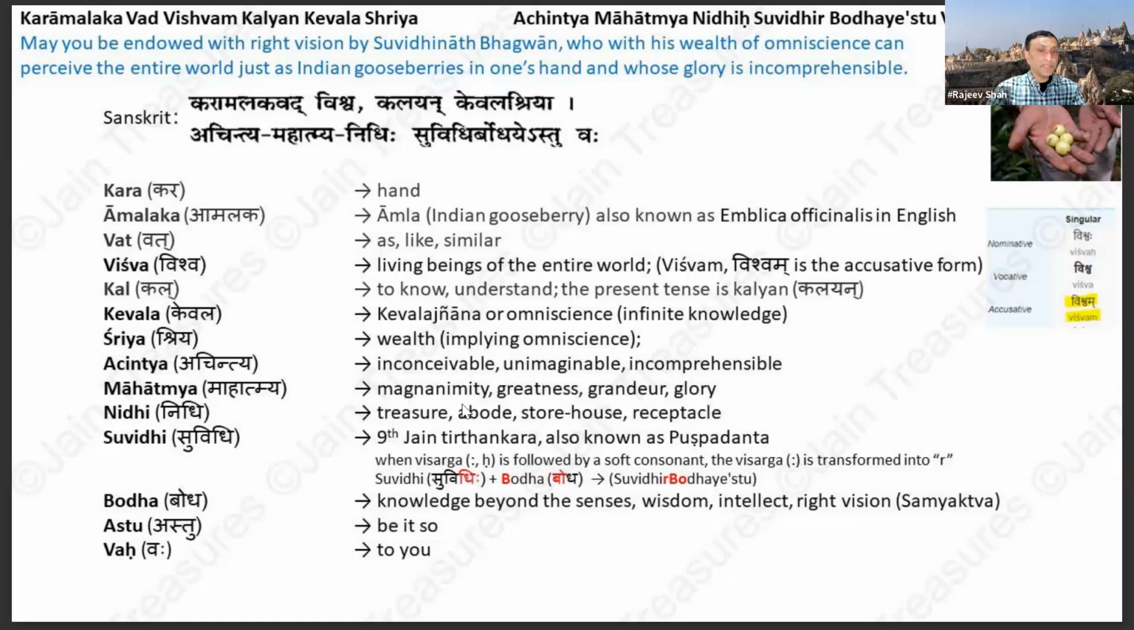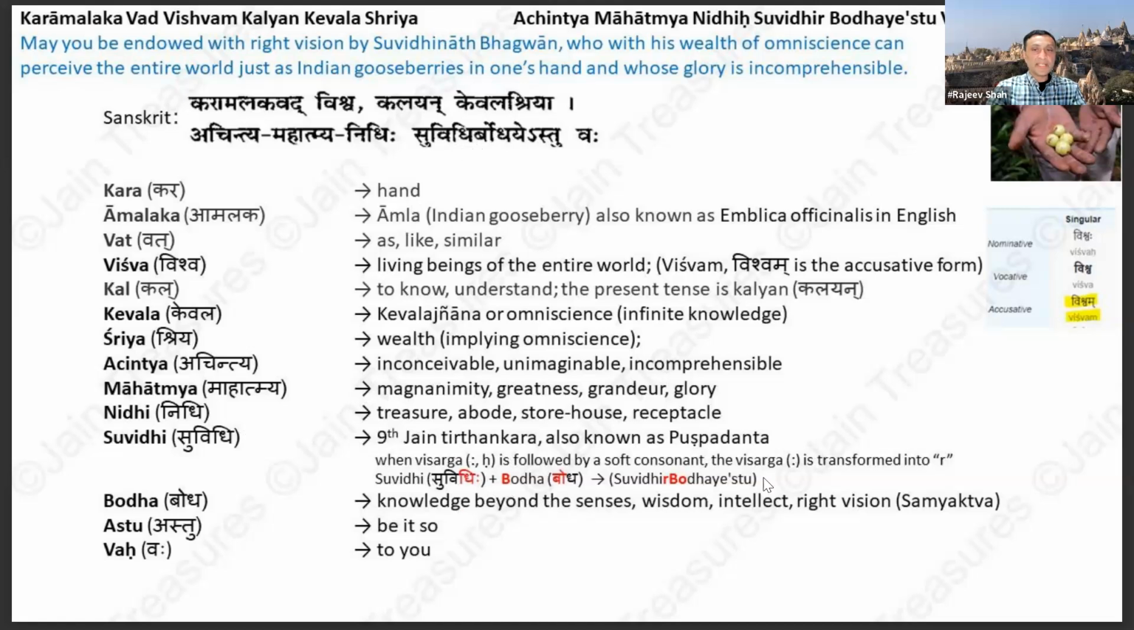Mahatmaya, magnanimity, greatness. Nidhi means treasure. Suvidhi, which is the 9th Tirthankar, is also known as Pushpadant. So Suvidhinath Bhagwan has got 2 names. And then again, as you can see here, Suvidhir Bodhestuva. So after Dhi, there is this inflection here which signifies Ra. So Suvidhir Bodhayestuvaha. And again, it's the same rules.